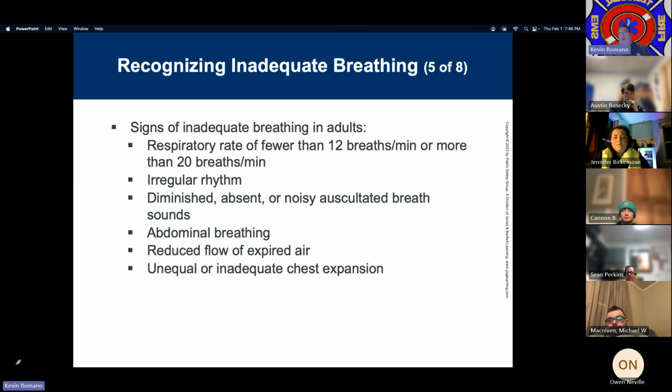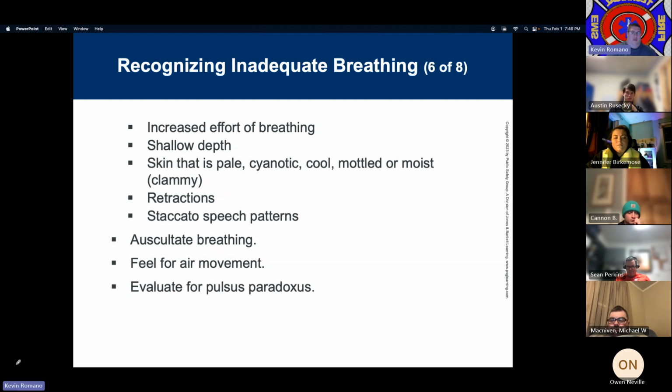So, recognizing inadequate breathing, the signs of inadequate breathing in adults are a respiratory rate fewer or greater than 20, irregular rhythm, diminished, absent, or noisy auscultated breath sounds, abnormal abdominal breathing, reduced flow of expired air at the nose and mouth, and unequal or inadequate chest expansion. And we can monitor this here in real time with end-tidal. Other than listening to lung sounds, that has to be part of your assessment.